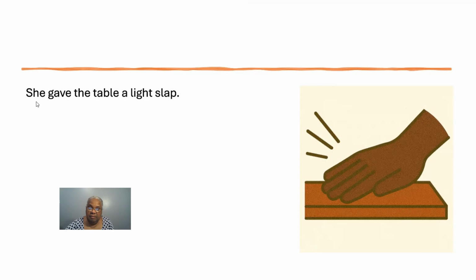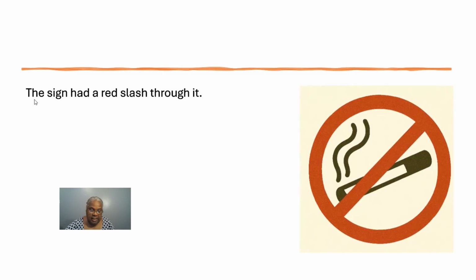Ready? Let us begin. She gave the table a light slap. Now, listen to what slap means. It means to hit something quickly with your open hand. A light slap doesn't hurt, it just makes a sound. Let's read the sentence together.